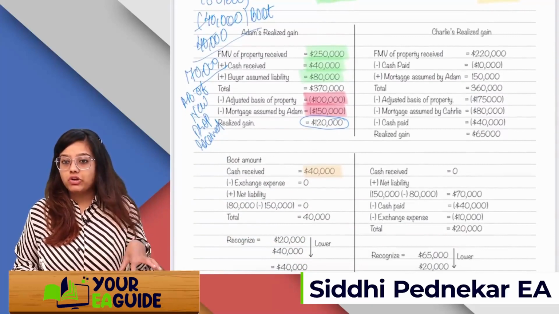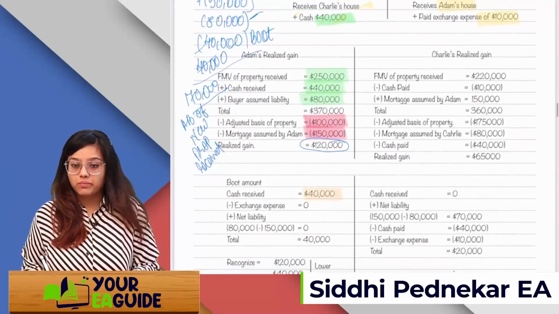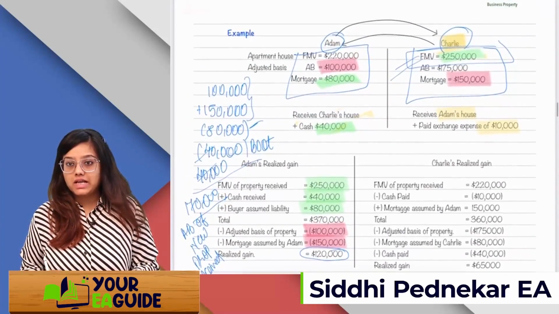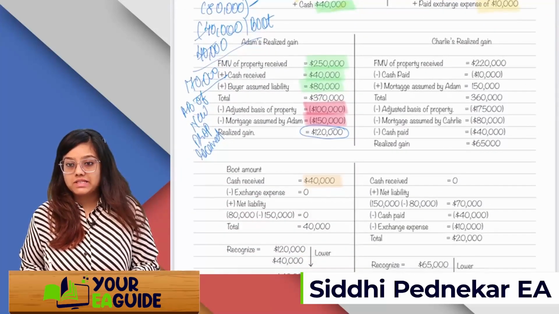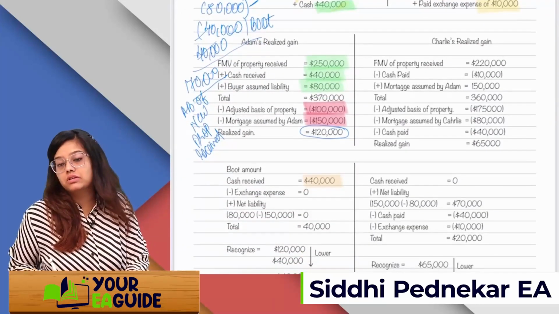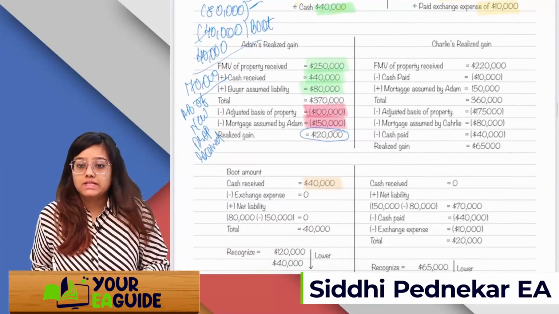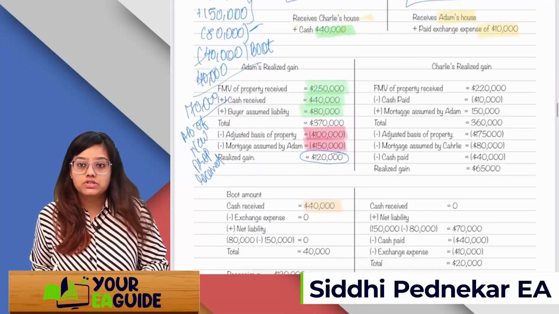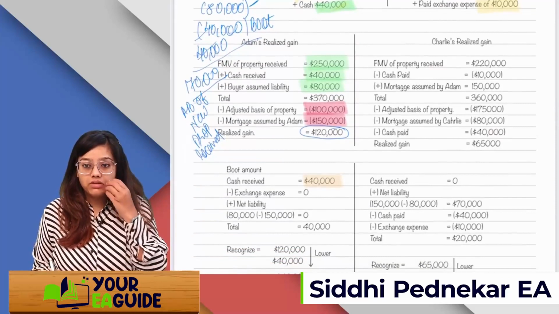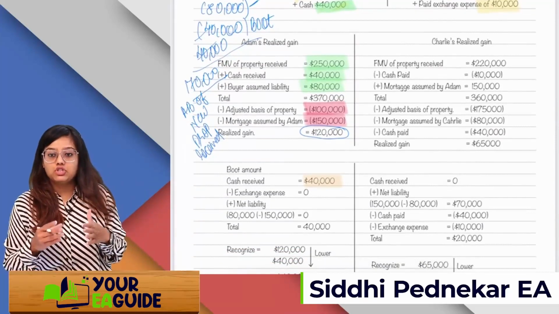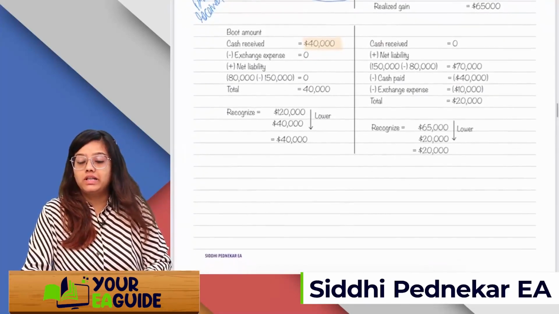Out of this, how much are we going to recognize? Let's see what the boot amount is. Has Charlie received cash? No. So cash is 0. What is the net liability? Charlie's liability is higher as compared to Adam's, so net liability is higher by 70,000. So I can say 70,000 is the boot amount for Charlie, right? And then whatever cash paid was 40,000 and exchange expense paid was 10,000. So we will reduce both amounts and then we'll get a boot amount that is 20,000. So how much will I recognize, 20,000 or 65, whichever is lower, that is 20,000.